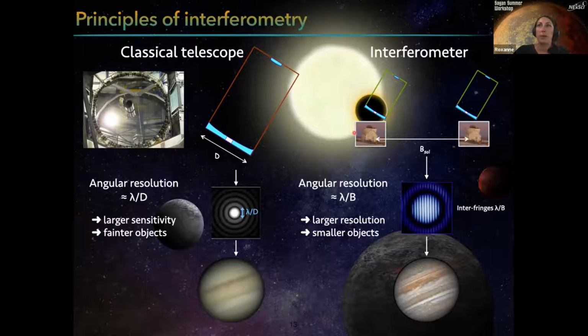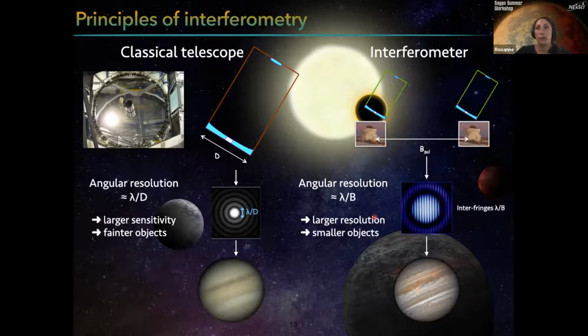For an interferometer, you need several telescopes, at least 2, and you will recombine the light coming from the telescopes, which will make interference fringes. And the angular resolution, in this case, is not equal to the diameter of one telescope, but to the distance between the 2 telescopes. So the bigger the baseline, the better the angular resolution.